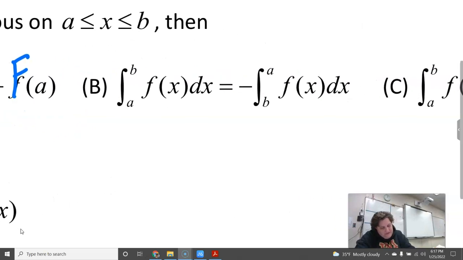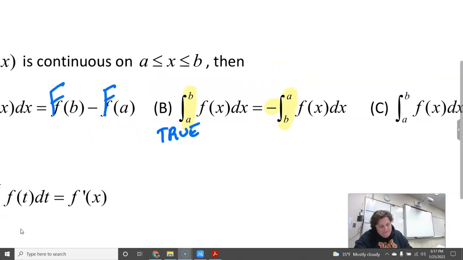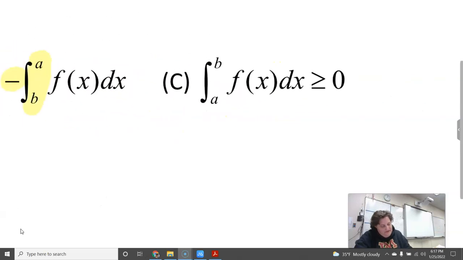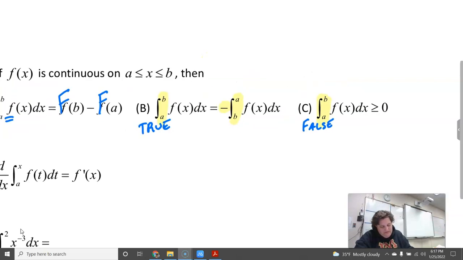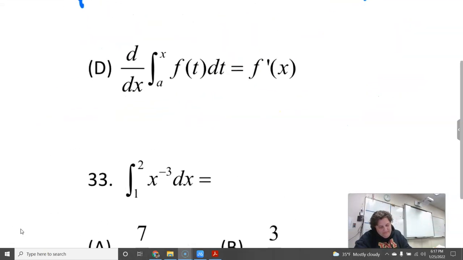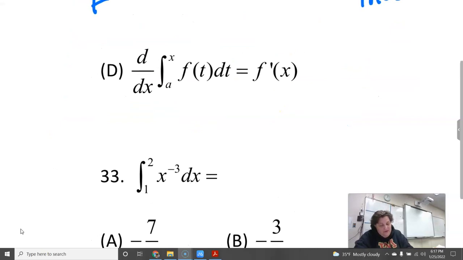Let's see. This one, A to B, B to A, makes a negative. I like it. That looks true. Let's just move on and let's see. Any integral is positive. That's not true. If I draw below the graph, it can be negative. So that's definitely false. It didn't tell me anything about it. So that's false.